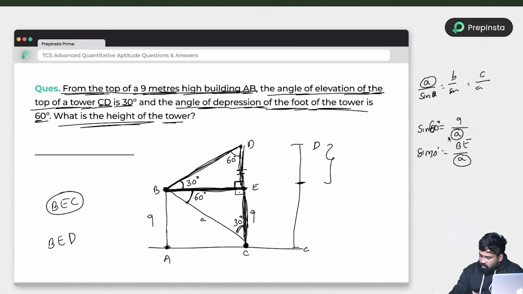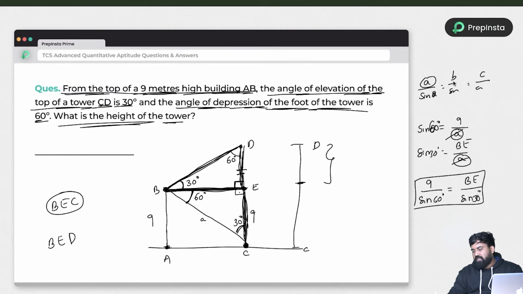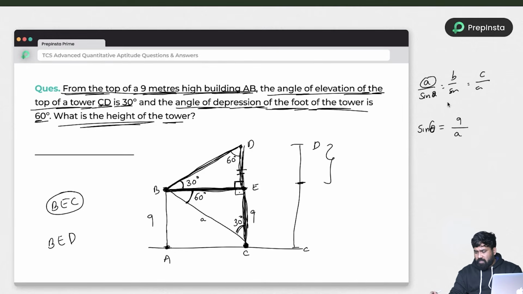So here A is constant, right? So can I write like this? 9 by sine 60 is equal to BE by sine 30 degrees. You will do cross multiplication, right? Because A is equal, so I can equalize these two. That's why we got the logic that A by sine A is equal to B by sine B is equal to C by sine C, and these angles are opposite to the sides. So I don't want to mess up more. Simply use this formula, it will be easy for you. So I have cleared this.